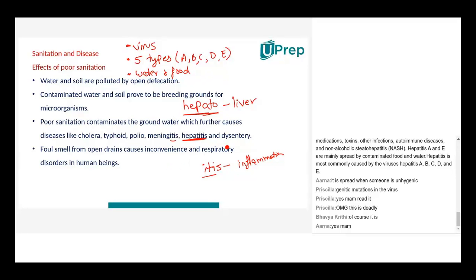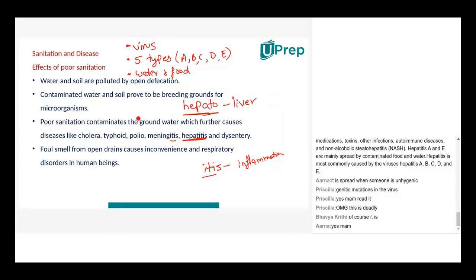Ma'am, can you tell about hepatitis? Yeah, tell me. Ma'am, hepatitis B is a serious liver infection caused by the hepatitis B virus, and it's easily preventable by a vaccine. But hepatitis C is an infection caused by a virus that attacks the liver and leads to inflammation. And alcoholic, no, that's not required.